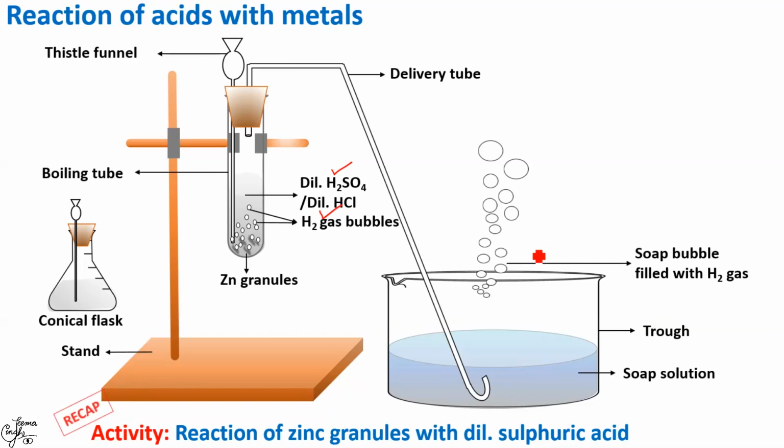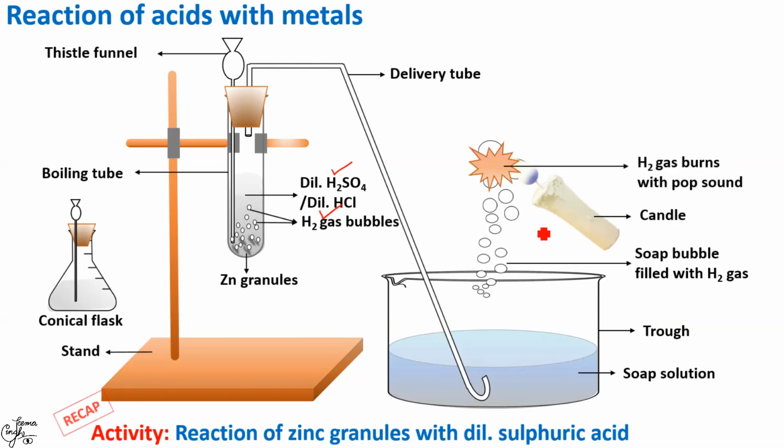Now, when a lighted candle or splinter is brought near one of these gas-filled bubbles, the gas immediately catches fire and the flame burns more brightly, accompanied by a pop sound, as you can see here. This shows that the evolved gas is hydrogen. Also, we observe that the boiling tube or the conical flask became warm due to the reaction, which suggests that the reaction of metals with acids is exothermic in nature, implying heat is evolved.